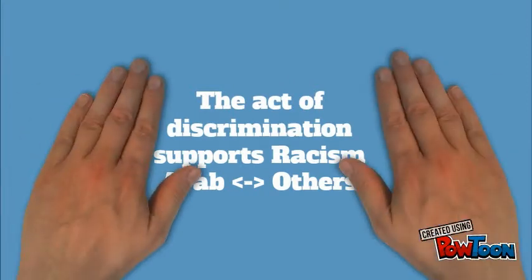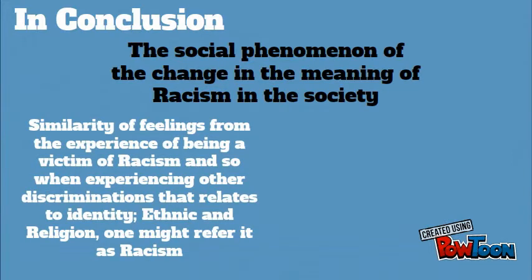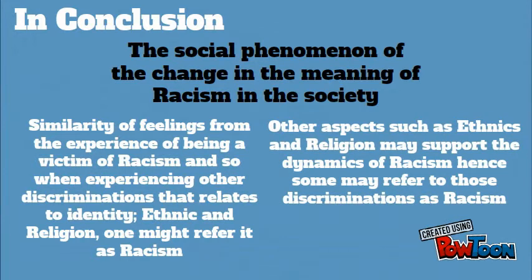So, in conclusion, the social phenomenon of the change in the meaning of racism in society is because of two factors. The first one is the similarity of feelings from the experience of being a victim of racism, and so when experiencing other discriminations that relate to identity such as ethnicity and religion, one might refer to it as racism. And the second one is that other aspects such as ethnicity and religion may support the dynamics of racism, hence some may refer to those discriminations as racism as well.